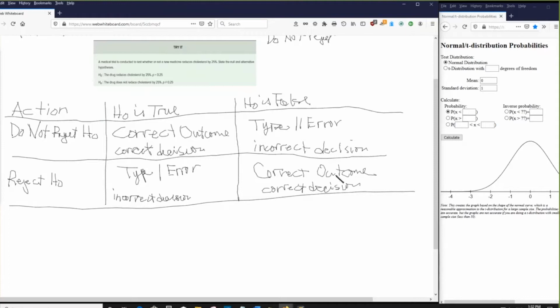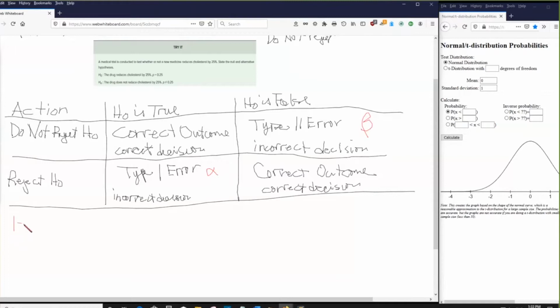Before we do that, the probability of having a type 1 error is called alpha. The probability of having a type 2 error, we're going to label as beta. Both of these probabilities we want to be as small as possible because they're probabilities of error, and they're rarely zero.